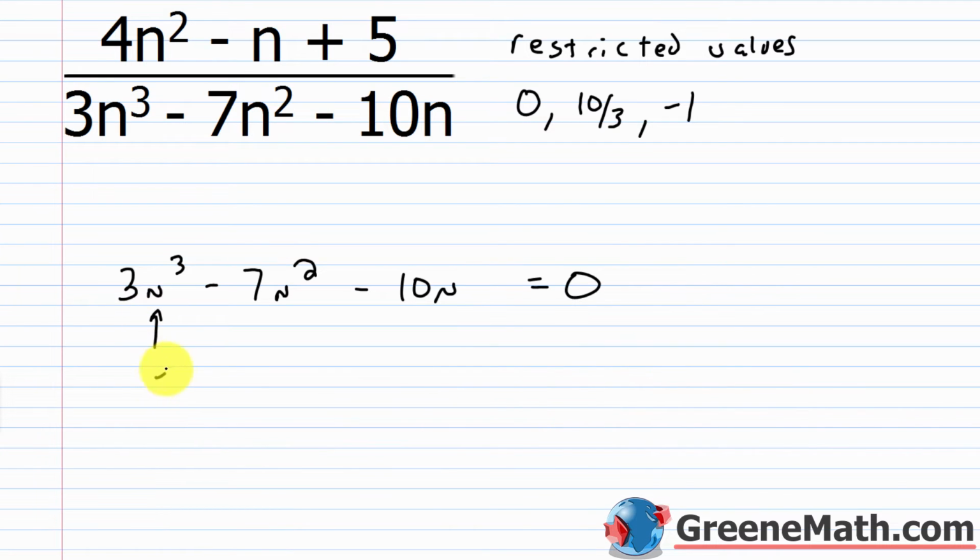So if I plug that in here, and here, and also here, what am I going to get? Negative 1 cubed is negative 1. So you'd have negative 3 minus negative 1 squared is 1. So 1 times 7 is just 7. Then minus 10 times negative 1 is negative 10. You'd have minus a negative 10, so plus 10. Negative 3 minus 7 is negative 10. Negative 10 plus 10 is equal to 0. So this one checks out as well. And so we can say that our restricted values here are 0, 10 thirds, and negative 1. If n equals any of those values, you're going to get a denominator of 0. And again, that's not allowed.